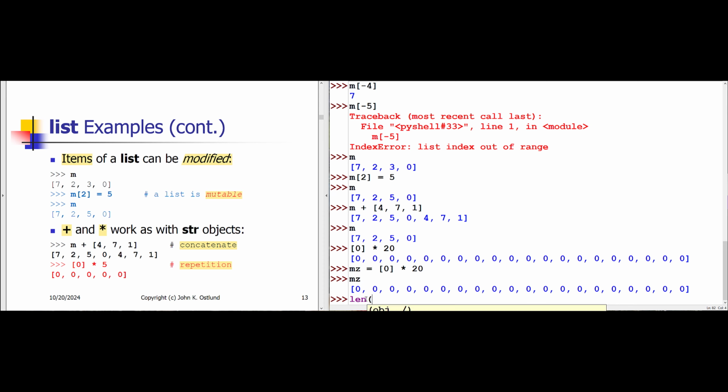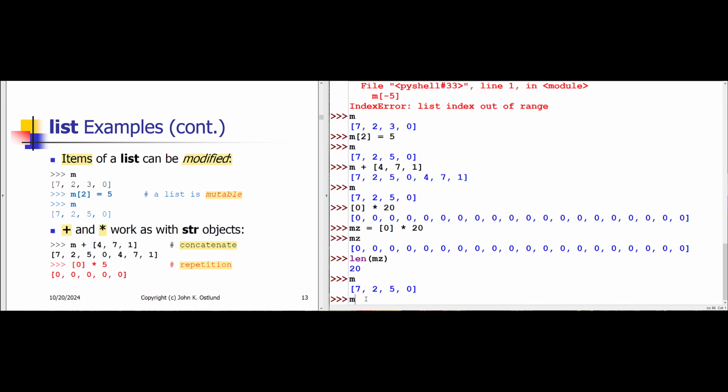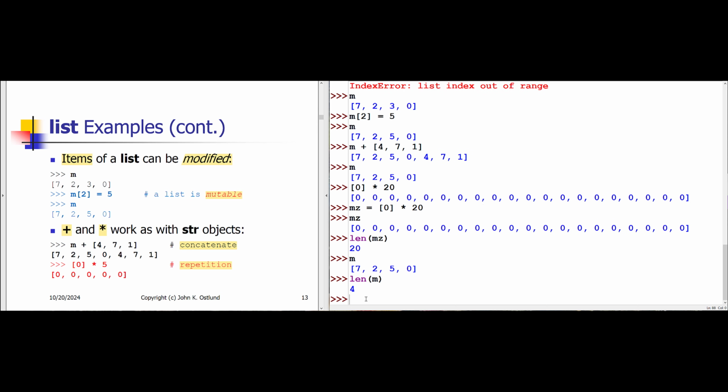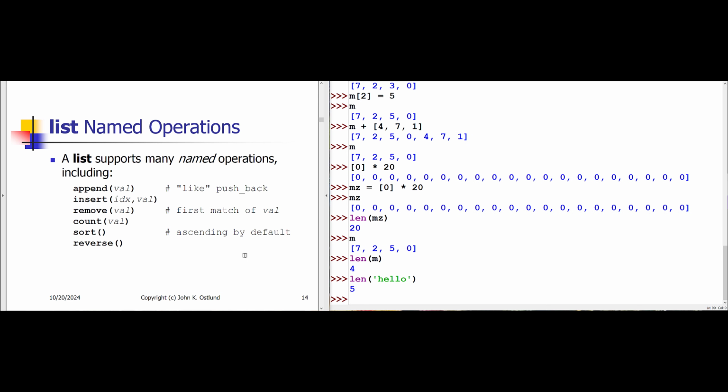I can use the len function, by the way, to find out how many items any given collection contains. So that confirms for me that mz contains 20 items. M itself contains 4 items. And a string can also be thought of as a kind of collection. If I ask for the len of hello, each character counts as an item in that string, and so I get told that that's 5 total items.